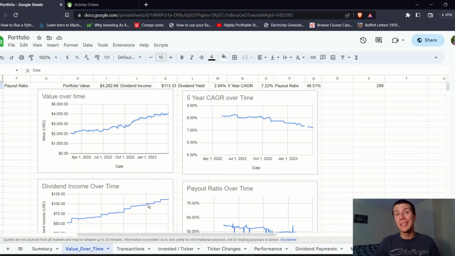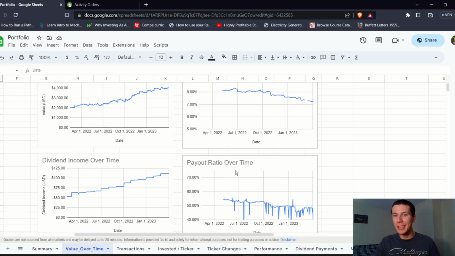And then looking at the value over time graphs, it's just super exciting to see the portfolio value continuing to go up, and same with the dividend income.